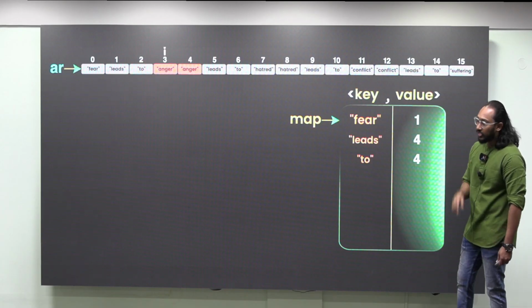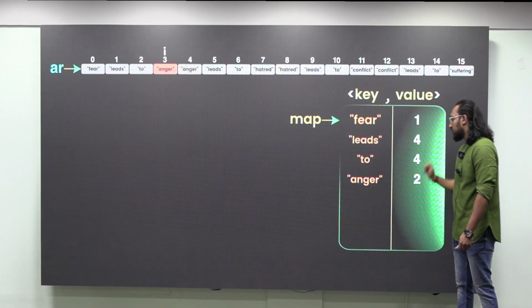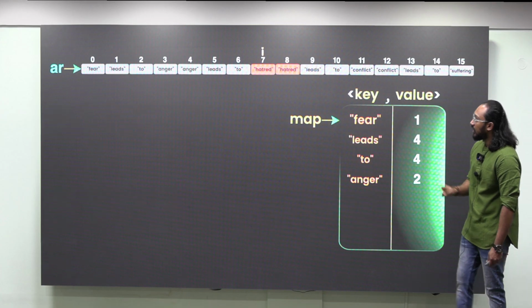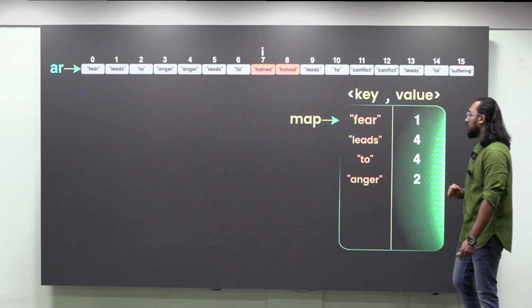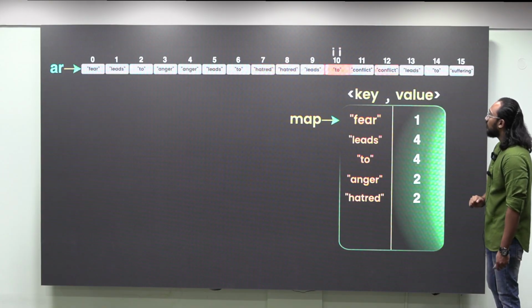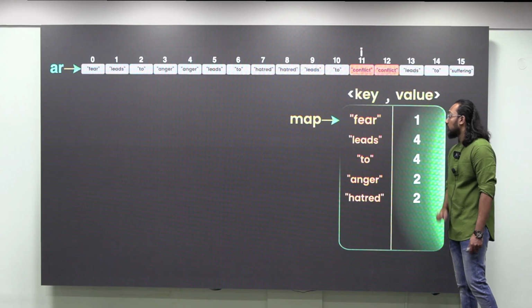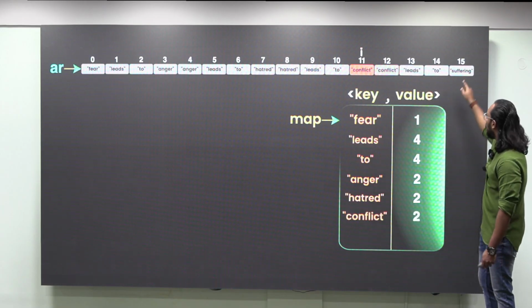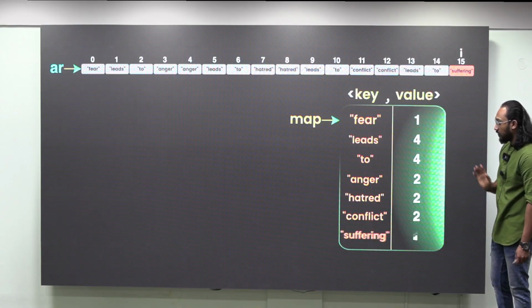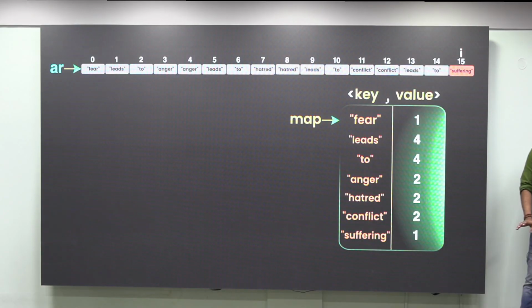Anger has occurred 2 times. Insert it inside, and the occurrence value is 2. Then which is the next one? Hatred. Ultimately hatred has occurred 2 times. Store it inside my map. Occurrence value is 2. Then which one? Conflict. Conflict has occurred 2 times, so I will store it inside. Occurrence value is 2. Then when it comes to suffering, it is 1. So I will store it inside. Occurrence value is 1. Is this much clear for everyone?